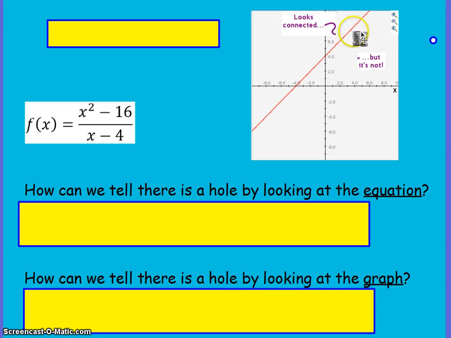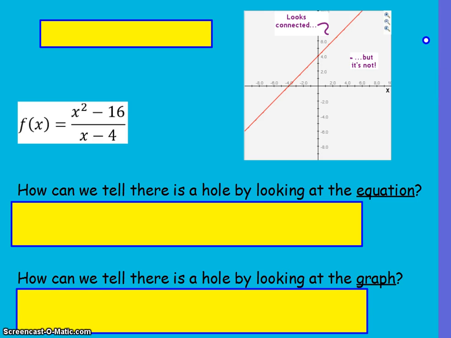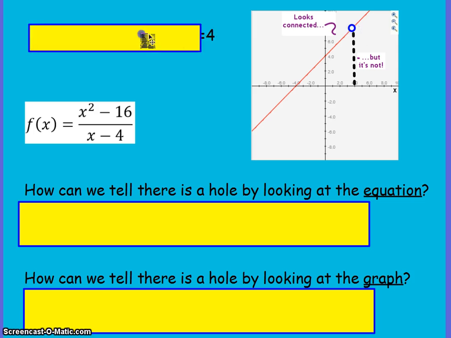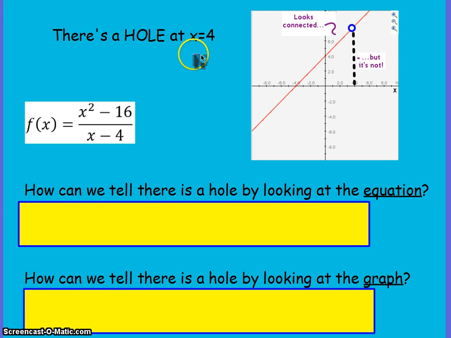Okay, this was our graph, remember, when we graphed it. This graph looks connected for this entire graph, but what we find is that it's actually not. At x equals 4, here is x equals 4. Okay, where is the y at x equals 4? Draw a straight line. At x equals 4, we have a hole. There's a hole in our graph, and this is what we mean by point discontinuity. We have point discontinuity at x equals 4.